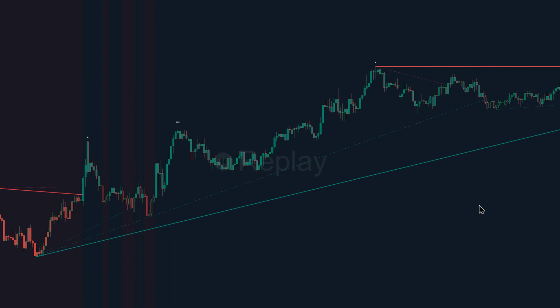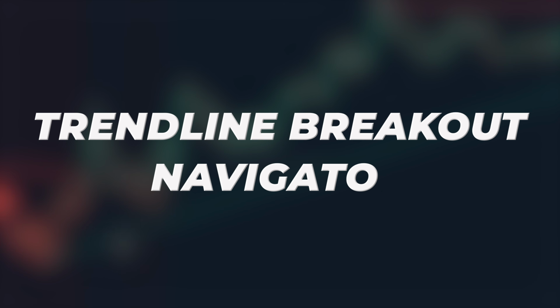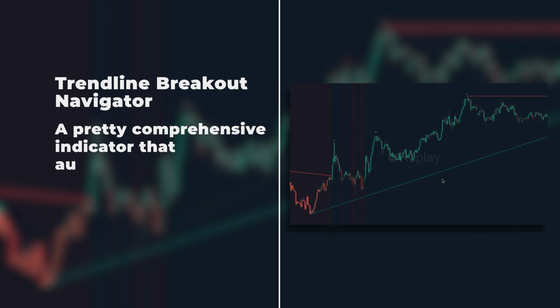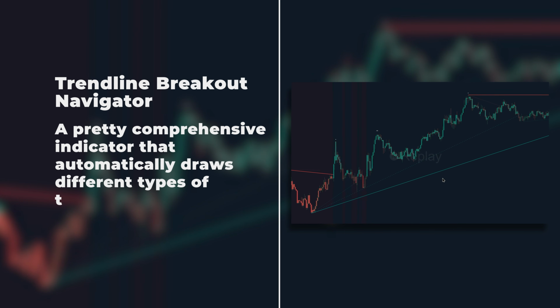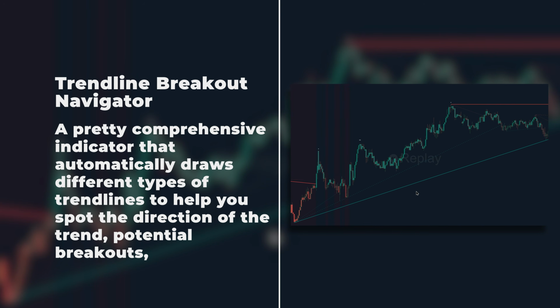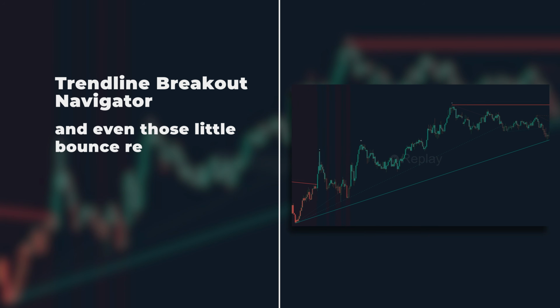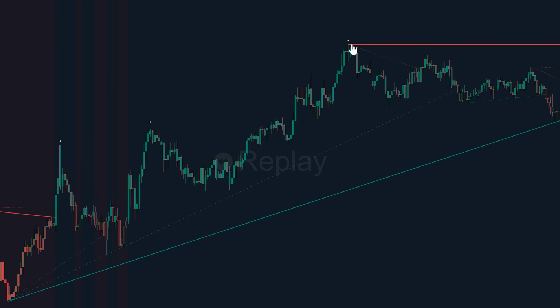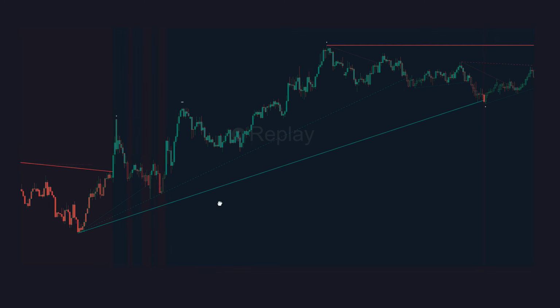Ladies and gentlemen, this is the all-powerful Trendline Breakout Navigator. It's a pretty comprehensive indicator that automatically draws different types of trend lines to help you spot the direction of the trend, potential breakouts, retests, and even those little bounce reactions off the lines. It's all about making trendline analysis clearer and more automated. So, let's talk about what you're actually seeing on your chart.